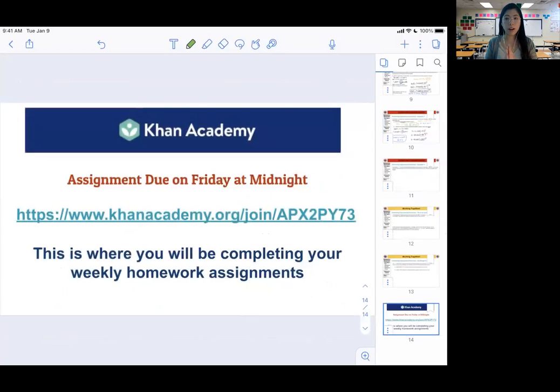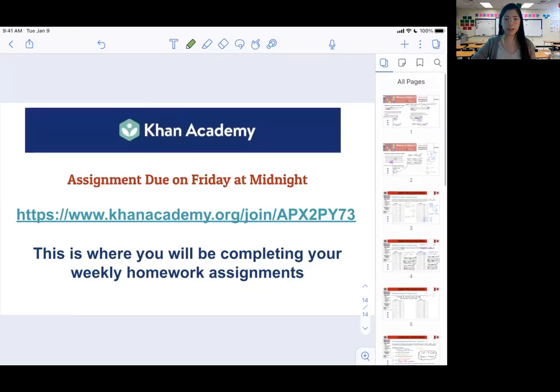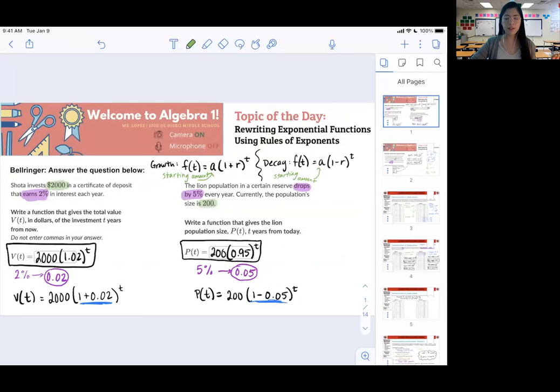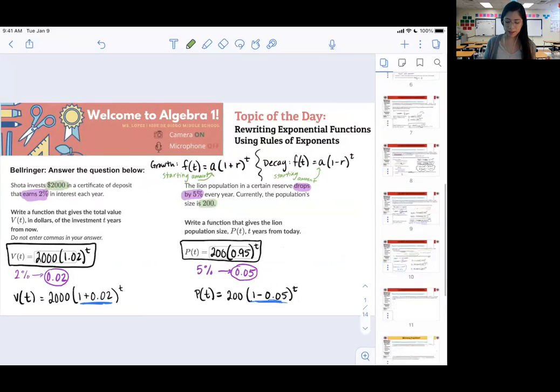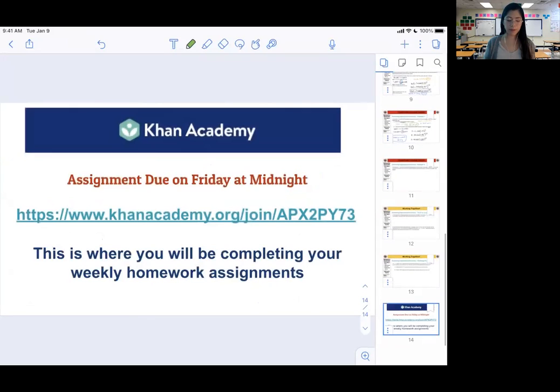And there are assignments on Khan Academy. They're exactly like the bell ringer. So they're easier than what we did in class today. It's just writing a function. That's all we're doing. It's already up. It's going to be due on Friday at midnight. So make sure you get started on that as soon as you can so that you don't leave it until the last minute.